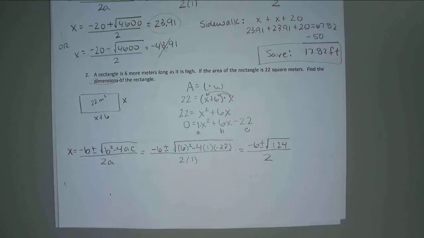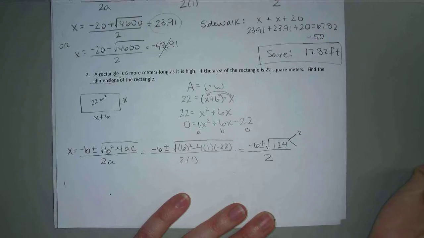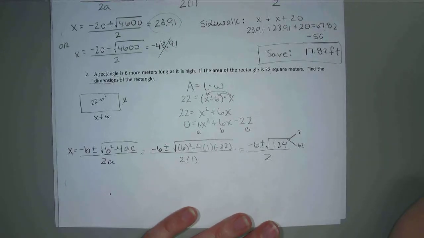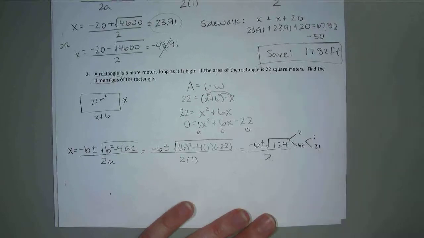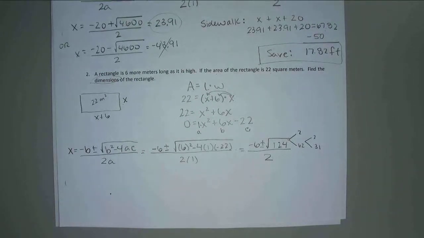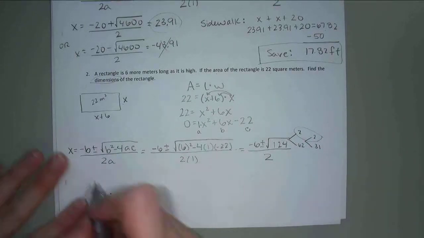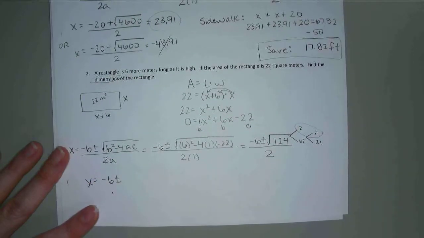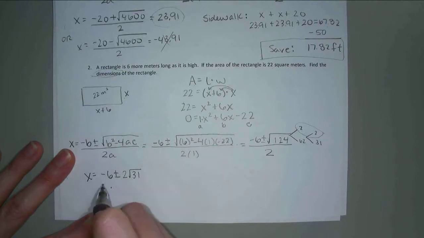So 124, guys, is an even number, so we know it's divisible by 2, okay? So this will be 2, and then if you take 124 and divide by 2, you get 62. But 62 is an even number, so it's divisible by 2 as well, so you get 2 and 31, okay? So since it's a square root, we're looking for a pair, so we have a pair of 2's. So x equals negative 6 plus or minus, who can come out? The 2. Who stays in? 31. The 31, all over 2.